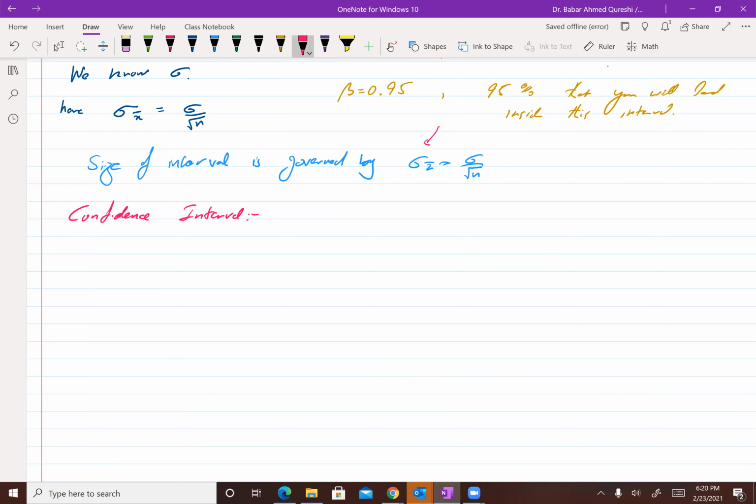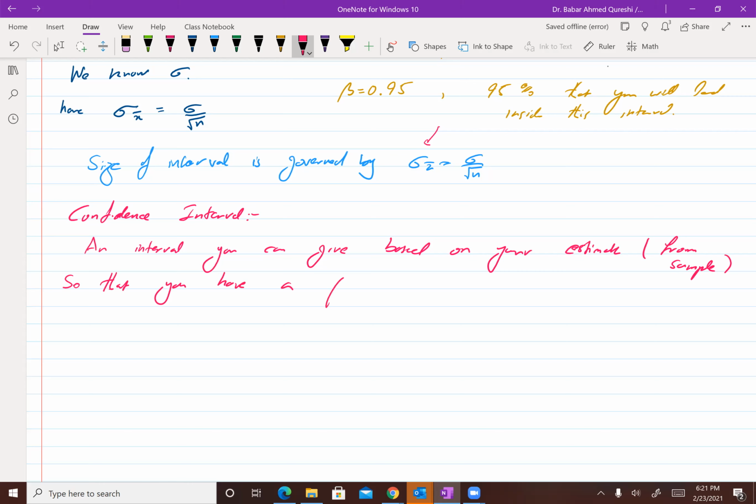So what this confidence interval is talking about is an interval you can give based on your estimate which you received from the sample, so that you have a beta probability that the true mean lies within this interval.